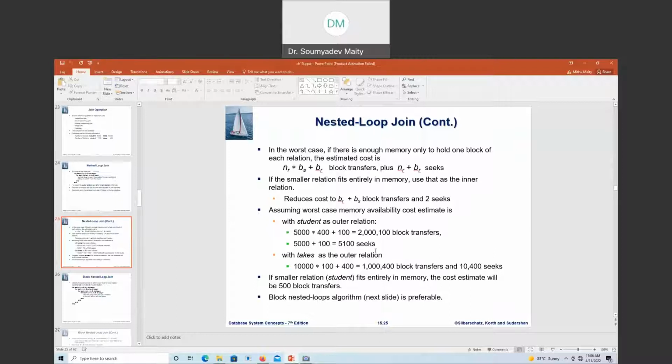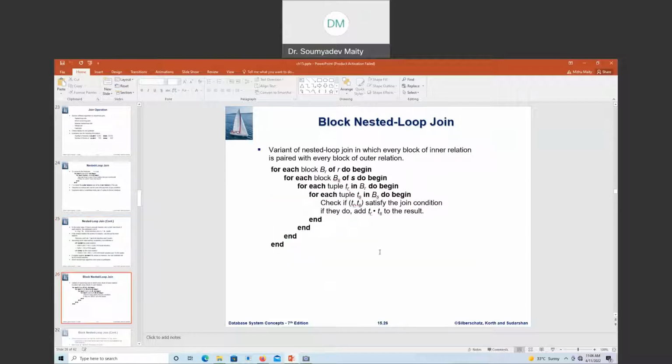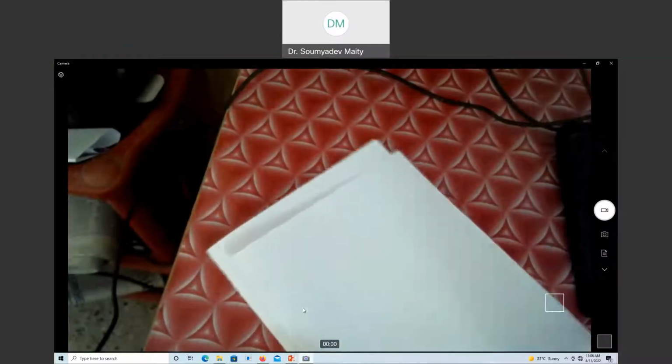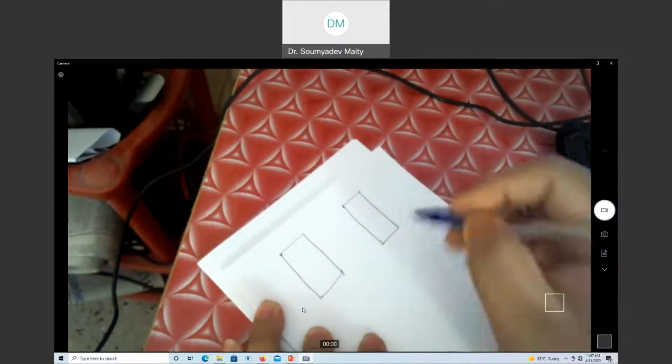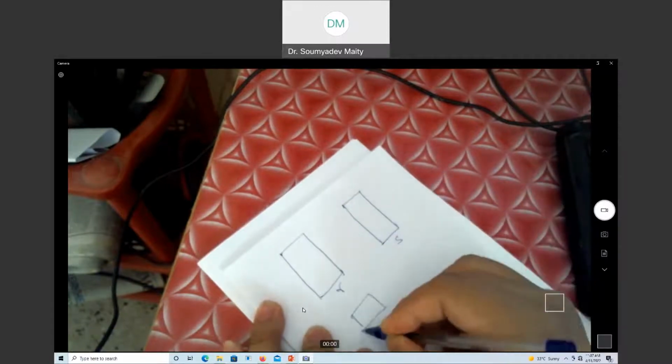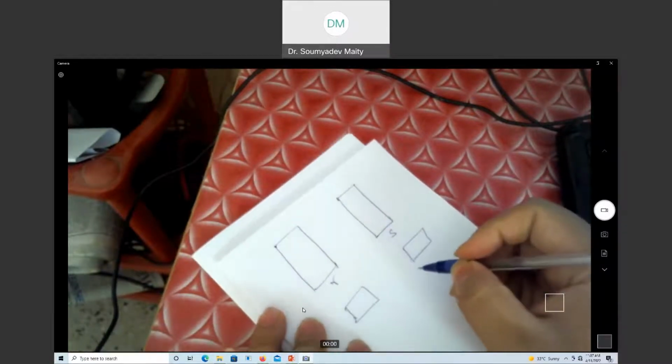However, suppose none of the relations is small enough to be accommodated in the main memory, and we consider only the worst case scenario that only one block from each relation can be kept inside the main memory. Then we have another algorithm called block nested loop join. Here also we assume that we have enough memory only to hold one block from R and one block from S.